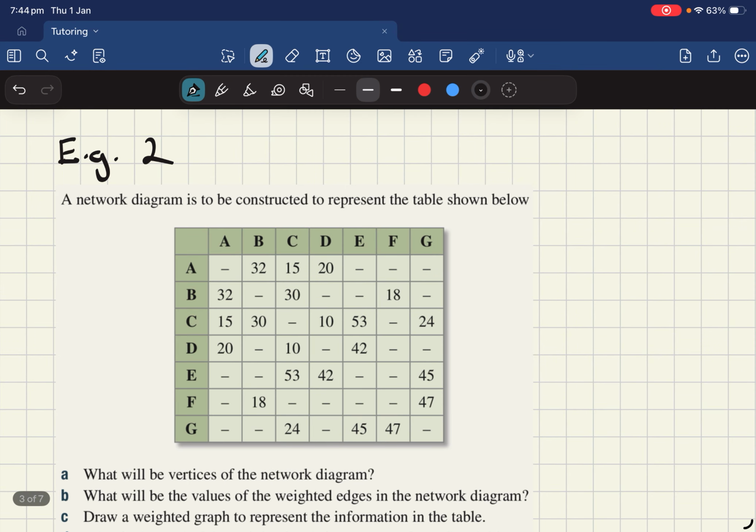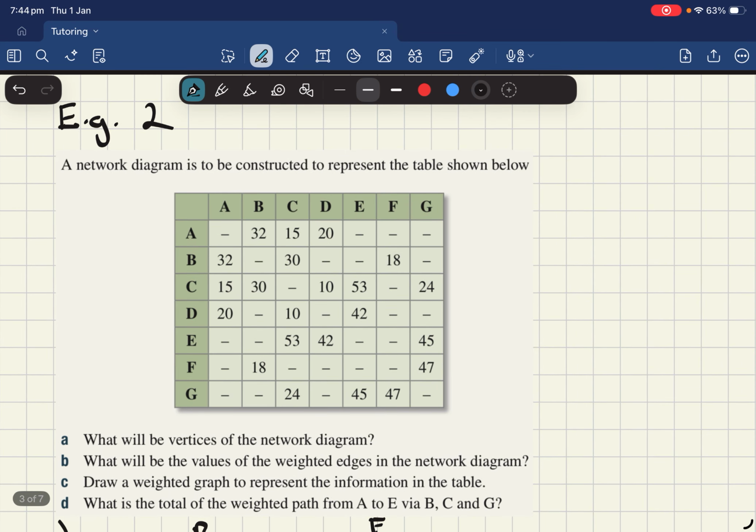Now, if we move on to example 2, you can see here that we have a table and we are drawing our network diagram from this. You can see here in part A, it's asking what will be the vertices of the network diagram. They're just given to us in the table. So the vertices we're looking at are everything from A to G. So A, B, C, D, E, F, and G.